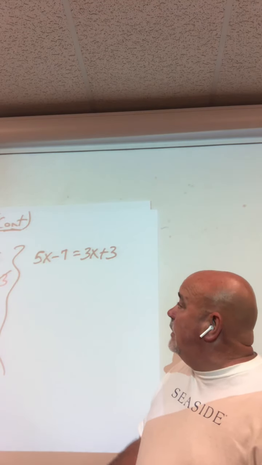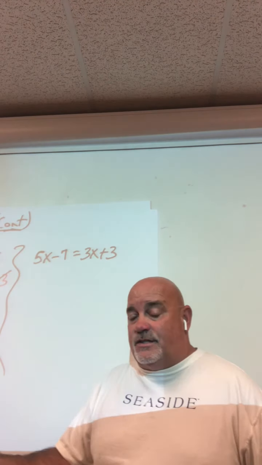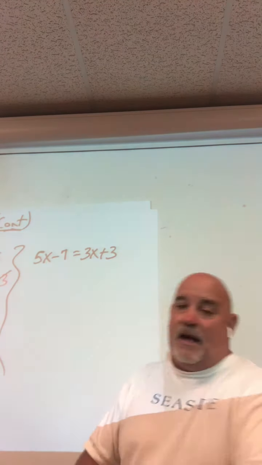So what I'm going to do is get my x variable terms on the left and my constant terms on the right. Let's deal with the constant terms first. Here's a constant term, here's a constant term. This one is on the right side of the equal, but this one's not. So I want to get rid of the subtracting 7. How do we get rid of the subtracting 7? By adding 7 to both sides.